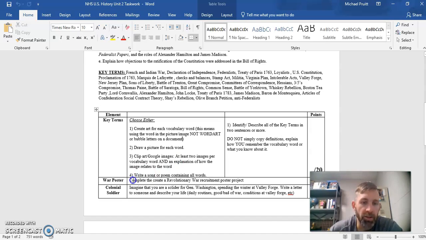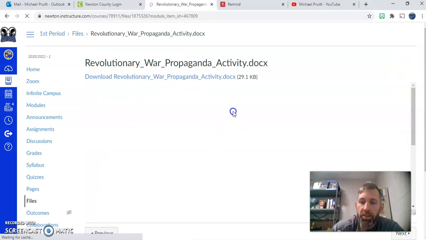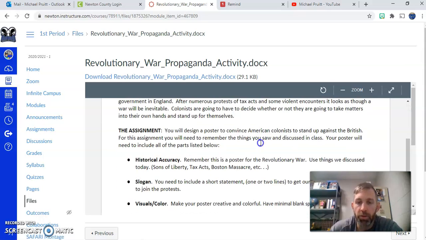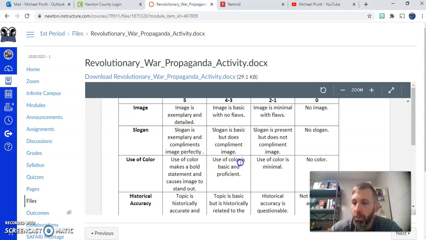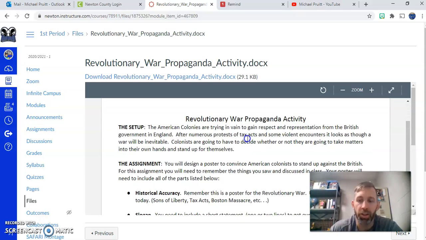Okay, next on the list is your Revolutionary War recruitment poster. This is the assignment here. We worked on this for 2 days during class. You guys were actually already supposed to have submitted it. So if you turned this thing in where you made the poster about trying to get people to join the American Revolutionary War, then you are good. You don't have to resubmit it. You've already turned it in to me.